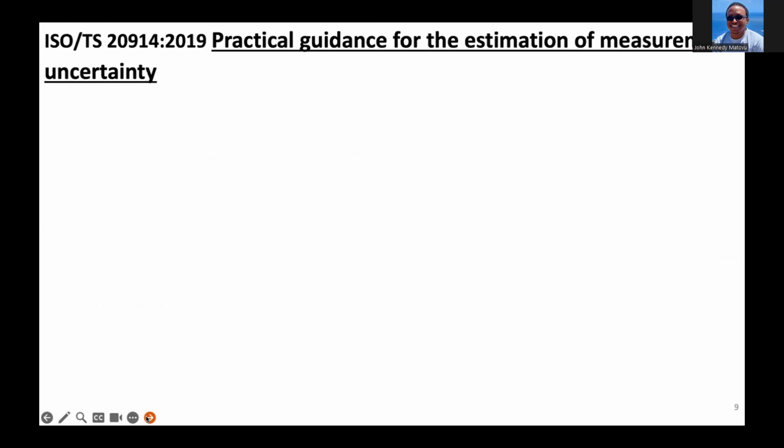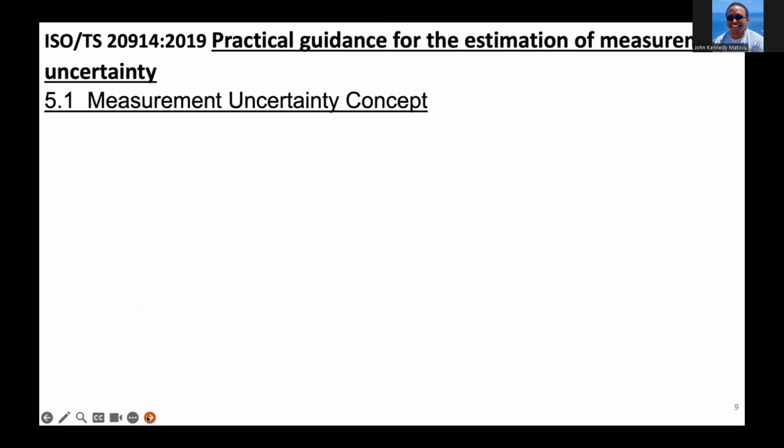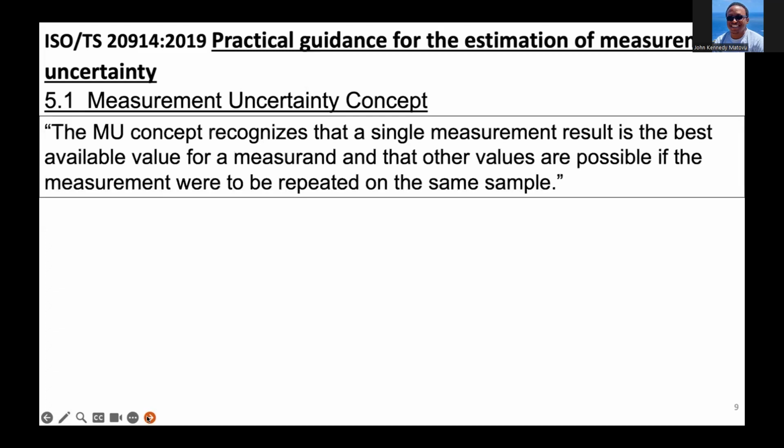If we go to ISO 29914/2009, which is a practical guide for measurement uncertainty, it gives us some guidance as to what the concept of measurement uncertainty is, right? So it says that measurement uncertainty, or MU, recognizes that a single measurement result is the best available value for that measurand, or whatever you're measuring, and that other values are possible if the measurement were to be repeated on the same sample.